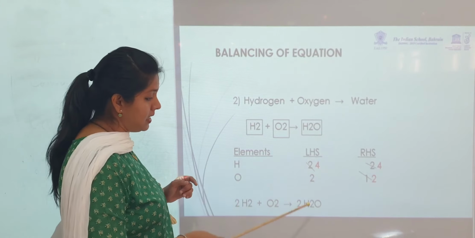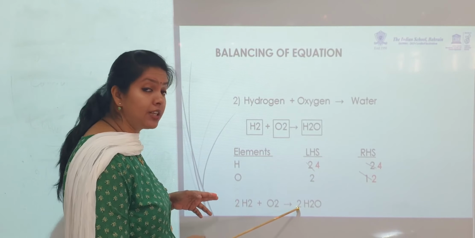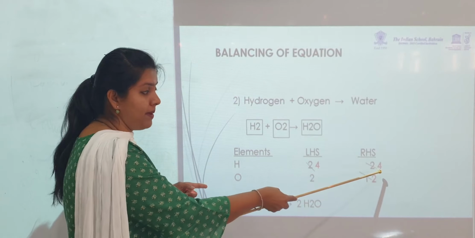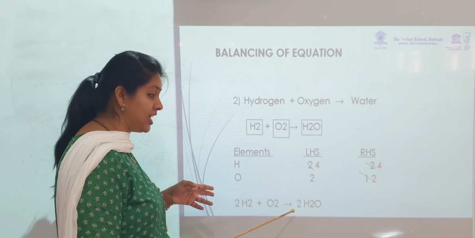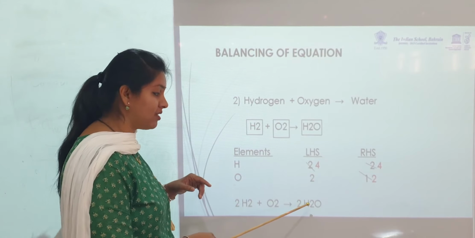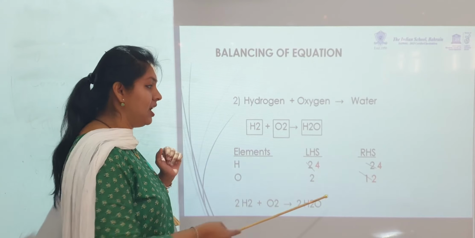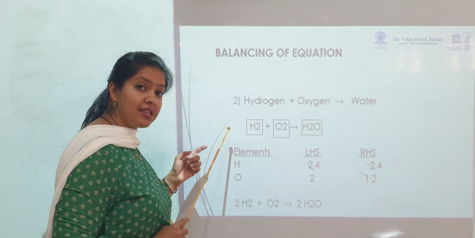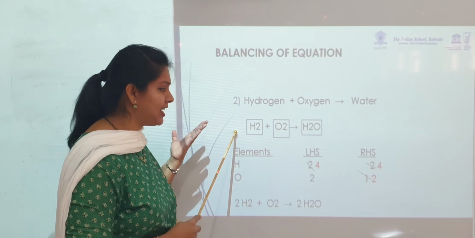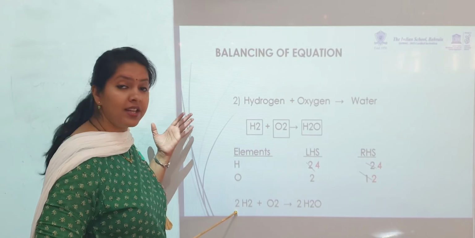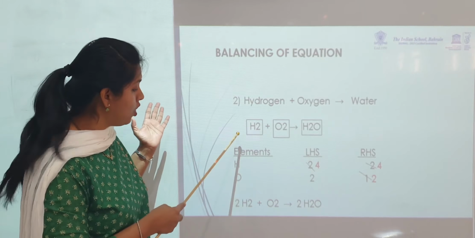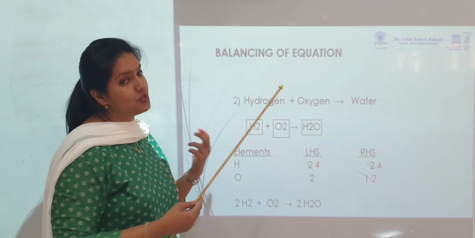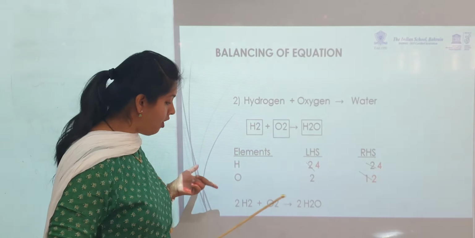Now let me look at hydrogen. What has happened to hydrogen? When I write a 2 here, my hydrogen becomes 4. 2 into 2, 4. So I make it 4 on the right hand side because I've said to you this 2 is common to both hydrogen as well as oxygen. So my hydrogen on the right hand side becomes 4. Come back to the left hand side. How do I make this 4? Fantastic. I just have to write a 2 over here. I put a 2 over here, coefficient 2, 2 2s are 4. So I change it over here, it becomes 4. So my equation is now in the balanced form.